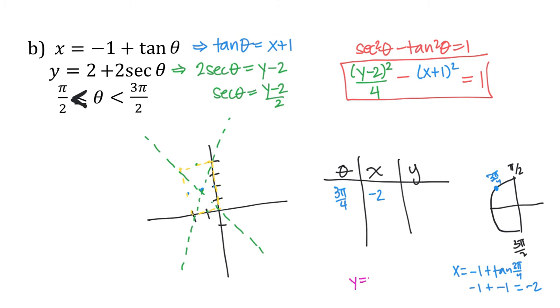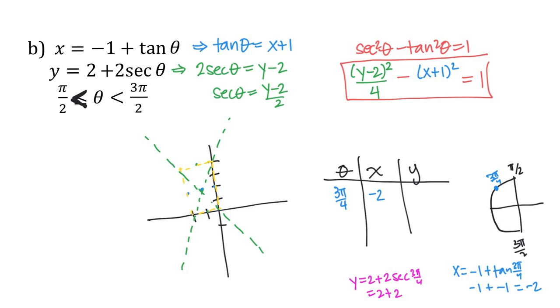y equals 2 plus 2 times the secant of 3 pi over 4. What's the secant of 3 pi over 4? Cosine of 3 pi over 4 is negative root 2 over 2. Reciprocal, that's a lot of work. I think I'm not going to use that one. Let me try another point. So I started here and went here, I tried 3 pi over 4. I got the x value, I just don't feel like finding the y value. So let's go over maybe to here, because that's another nice point to plug in.